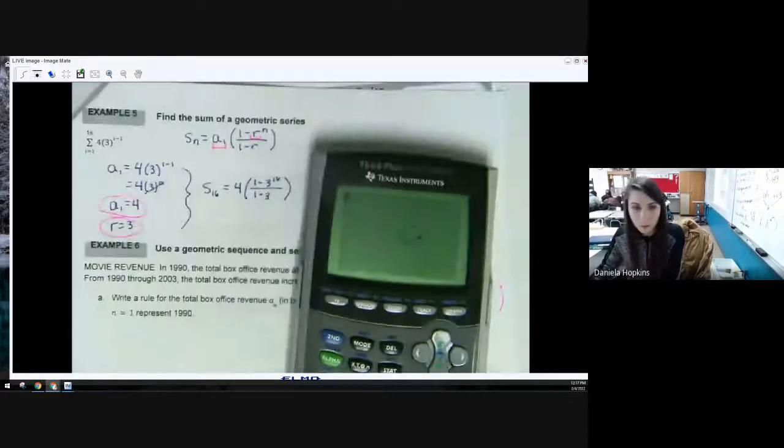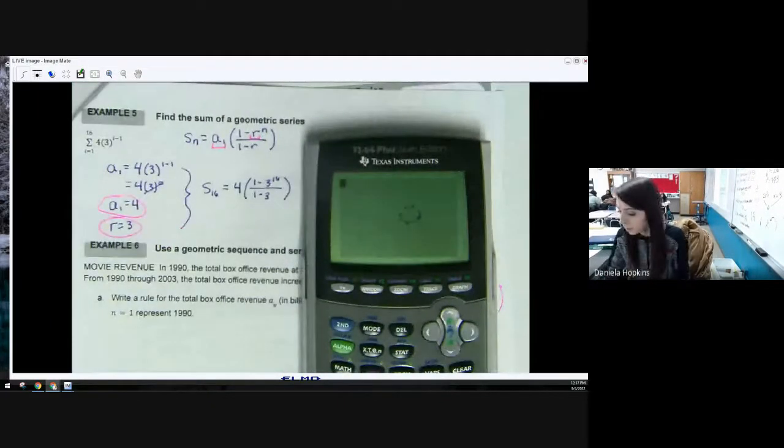We'll have to be careful with our parentheses here. So what you would want to type is you do 4, and then you do double parenthesis, because we need a separate parenthesis for our numerator and a separate one for our denominator. So 4 times double parenthesis 1 minus 3 to the 16, close your first parenthesis, divided by another parenthesis 1 minus 3, and then close your double parenthesis.